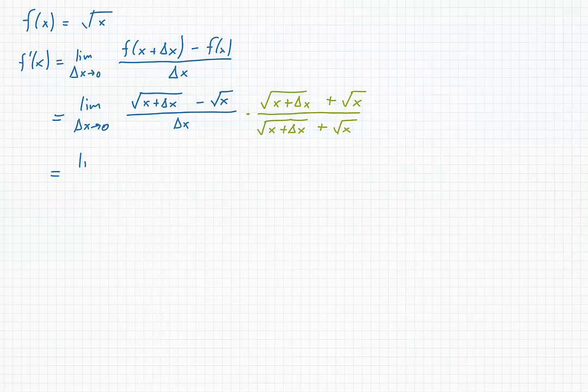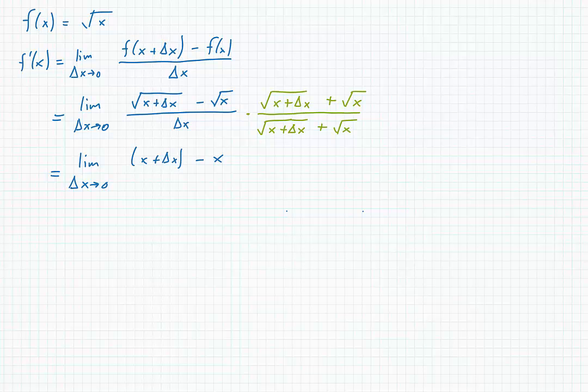So we're going to have the limit as delta x approaches 0. We're going to end up with x plus delta x minus x when we do that. Remember, essentially what we're going to do here is a double distribution, or if you're used to the idea of FOIL, you can think of it that way. We're going to multiply the two square root of x plus delta x's together. That gives us just an x plus delta x. We're going to multiply the square root of x plus delta x in the first expression by the square root of x in the second expression. That gives us a plus square root of x times square root of x plus delta x.